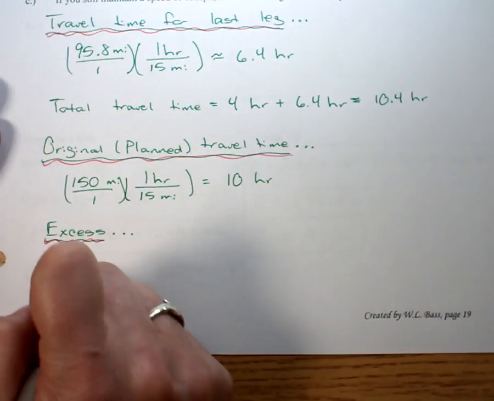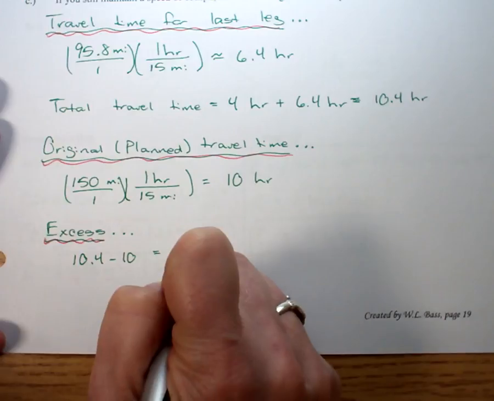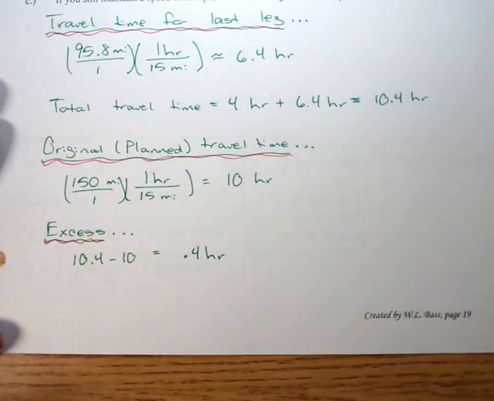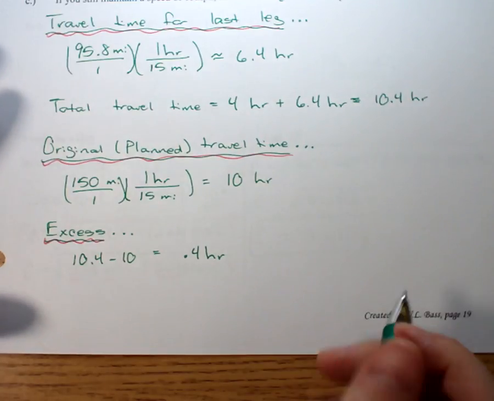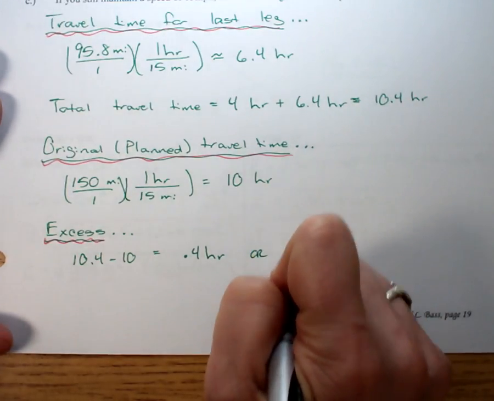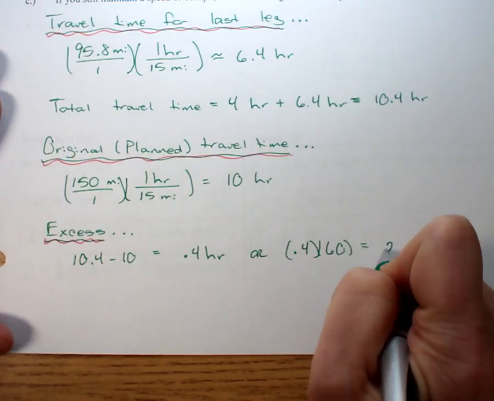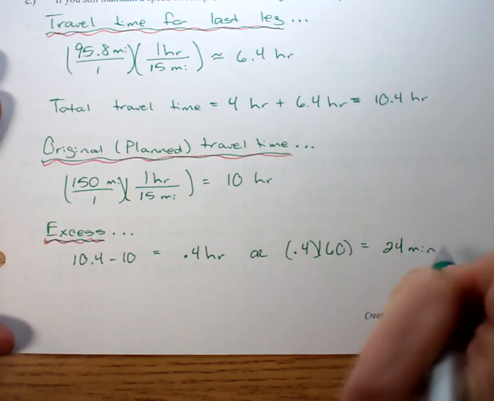So our excess, we're just going to subtract 0.4 hours. Okay, if somebody came up to me and told me that it was going to take 0.4 hours, I would think they were kind of weird. So personally, I would want to convert this to minutes, because that is much more meaningful to me. 24 minutes.